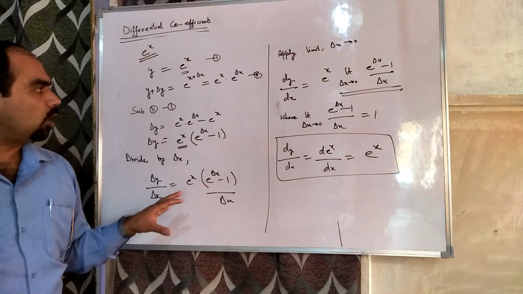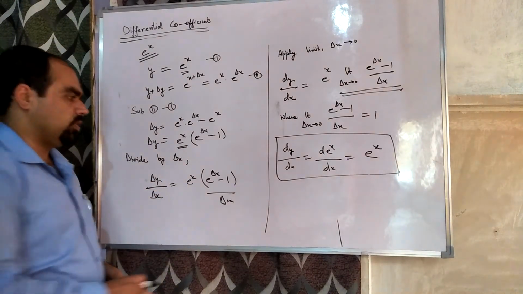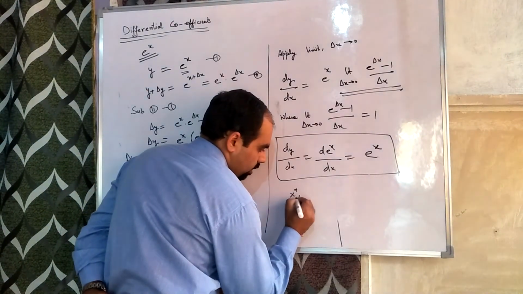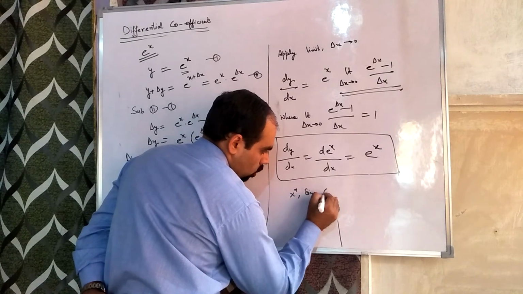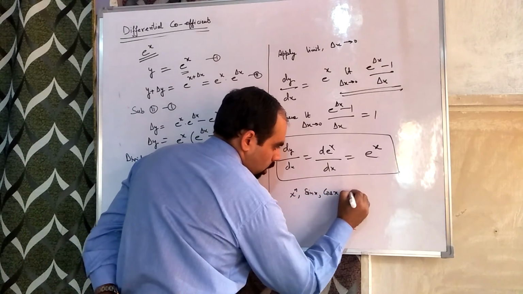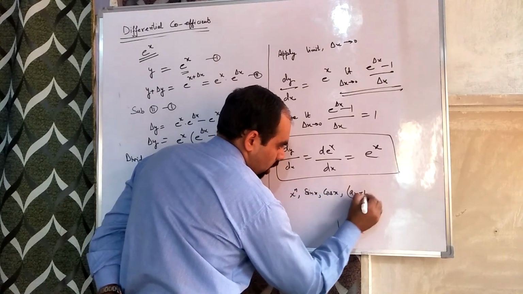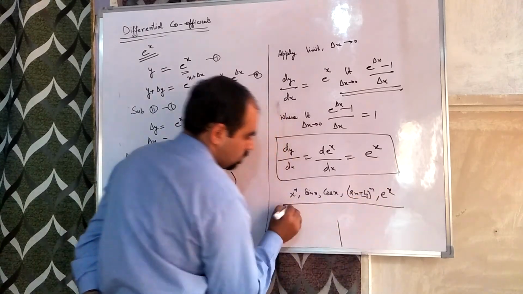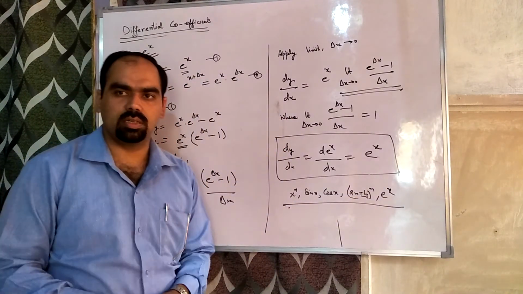So until now we have got the differential coefficient of x in sin x, cos x, (ax + b) raised to power n, e raised to power x. In the next, again we are having certain other.